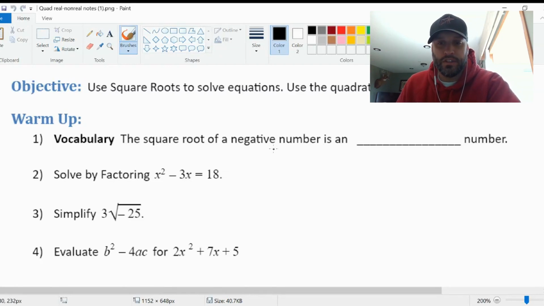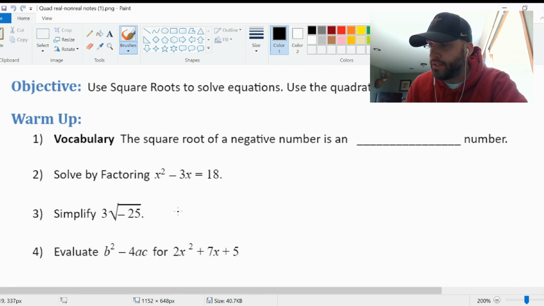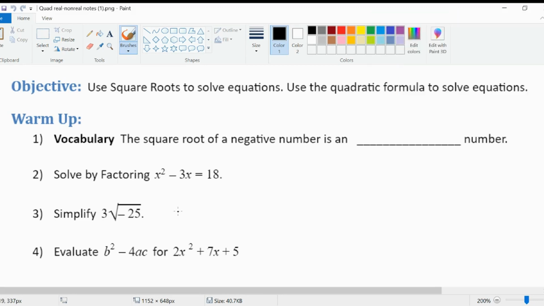Number 2. This is Mr. Rengel checking in again. I'll be your host for this lesson. Welcome. We are taking a look at solving quadratics. We've been visiting the concept of imaginary numbers, and then we're going to look at how that relates to solving quadratics. Our objective today is to use square roots to solve quadratic equations, and then use the quadratic formula to solve quadratic equations.